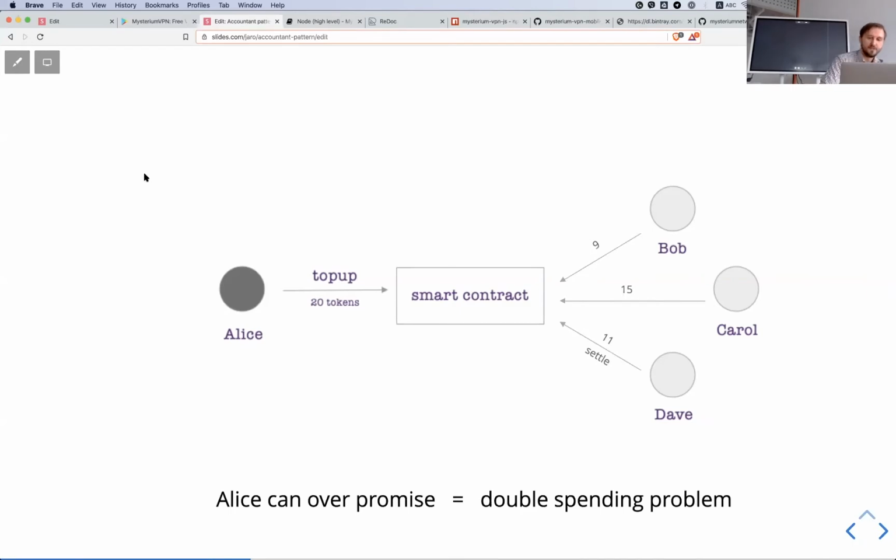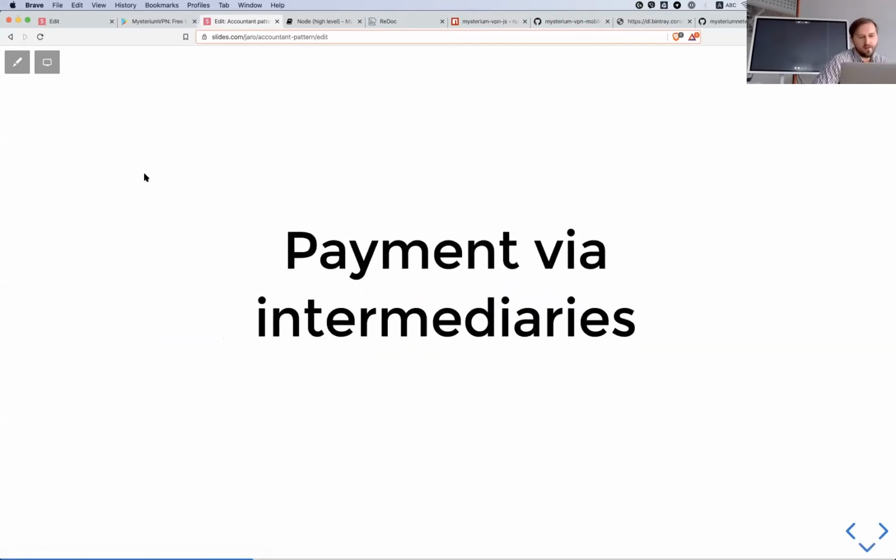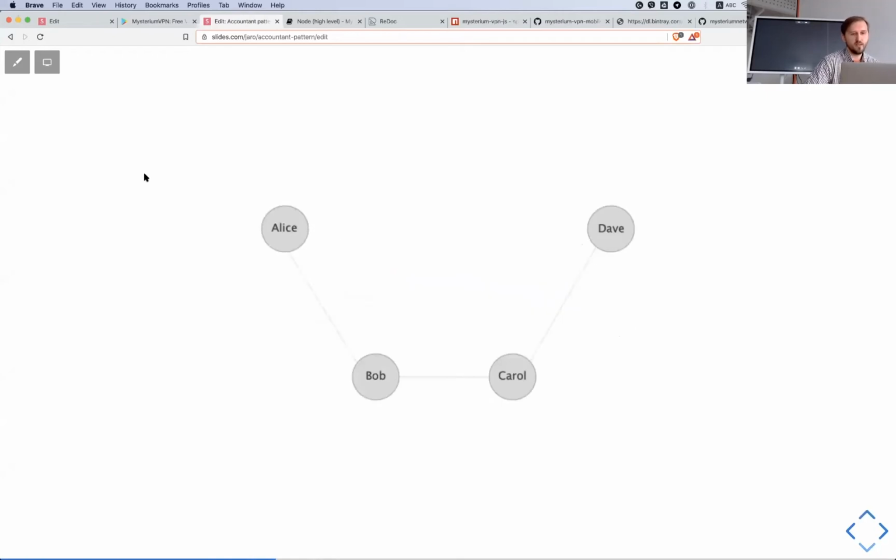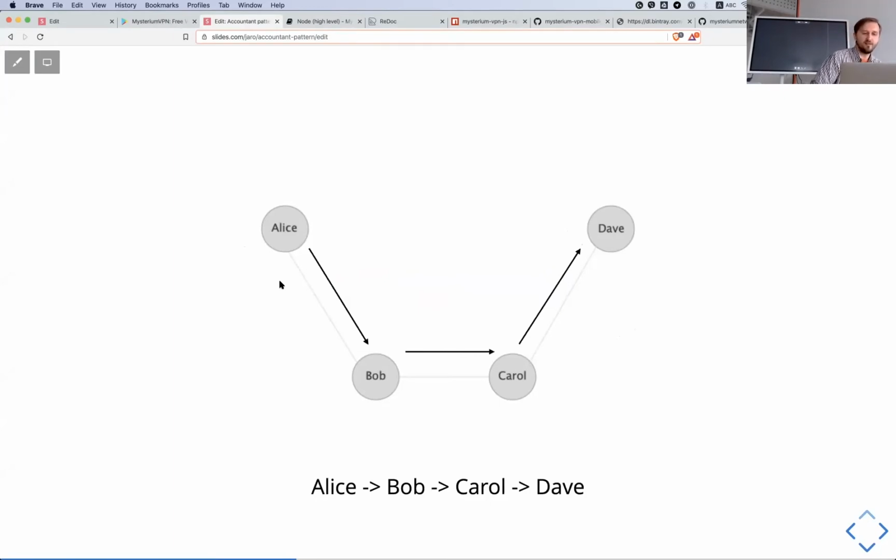So actually, what's the current solution which most networks are using? They are doing payment via intermediaries. And to have a secure payment via intermediaries, let's imagine that we established these lines. It's payment channels between different people. So Alice pays Bob, Bob pays Carol, Carol pays Dave. And we just imagine that if Alice would like to pay Dave, she would give some money to Bob, Bob would transfer to Carol, Carol to Dave.